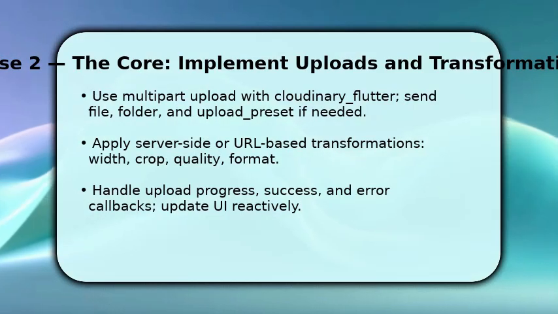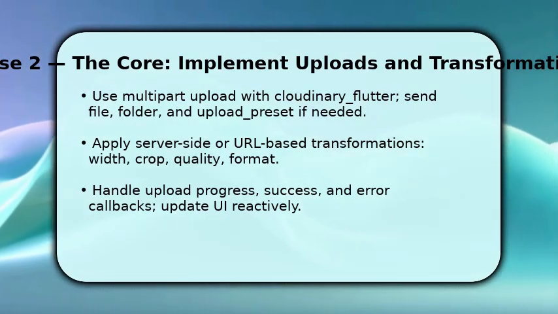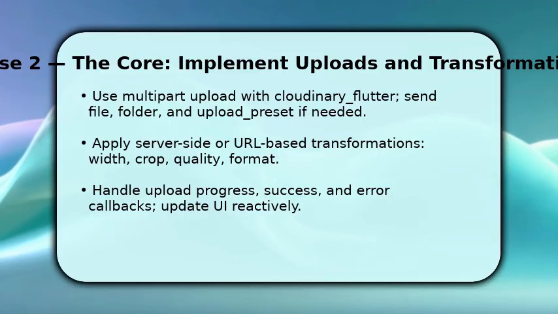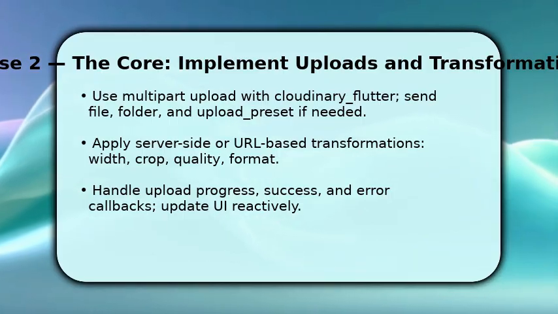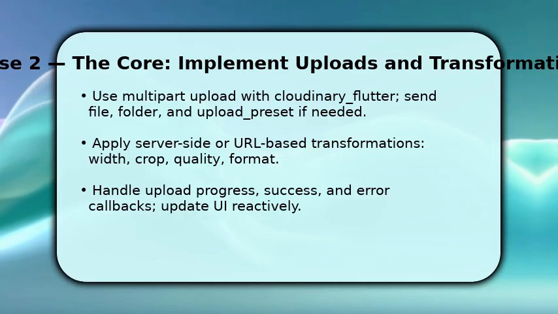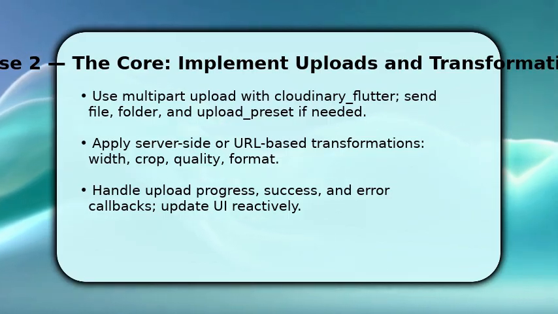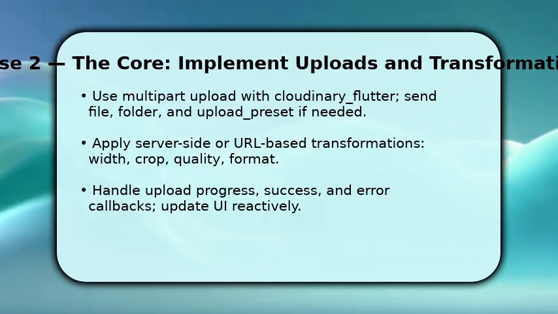You now implement the upload flow, pick or capture an image, then create a multi-part request to Cloudinary using your cloud name and upload preset, or sign requests server-side for security. Include folder and transformation parameters so images are optimized on arrival. For example, set width, crop, quality, and format.